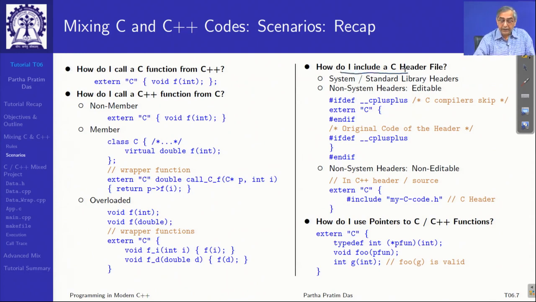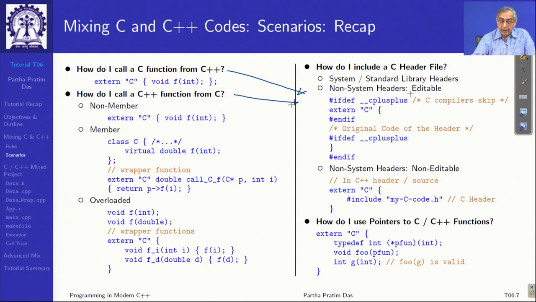To include the system header files, you do not have any special action, because the C++ standard library has already given the mechanism to include the C standard library, which you have already seen a number of times. For non-system header files, that is the header files that are written by the user, all that we will need to do is to make sure that in C++, all functions in that header file must be within extern C, otherwise C++ will not be able to handle. So, both of these rules will apply.